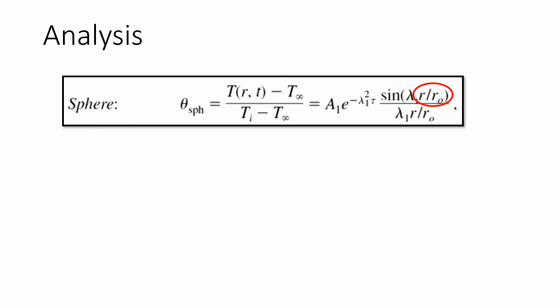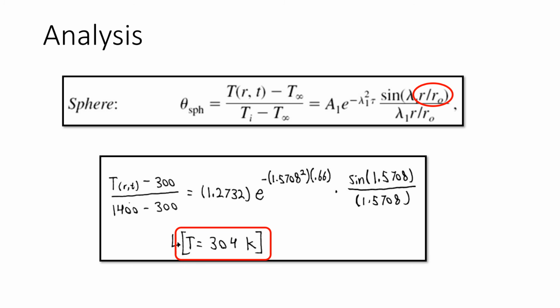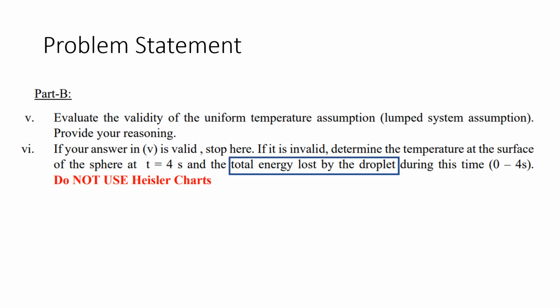Just a note, there is an r over r naught term, and since we're calculating the temperature at the surface of the sphere, this term just goes straight to 1, so I'm not going to include it in the following calculation. Here we get our results, and we can see that the temperature at the surface is actually 304 Kelvin.